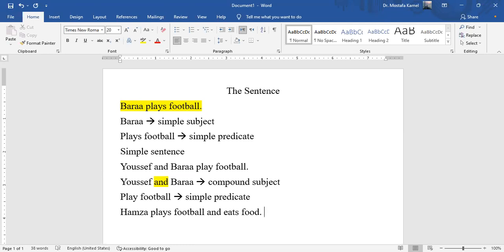Hamza, can you answer this? Hamza is the subject. Very good. Do you think it's compound or simple? Do you think it's a compound subject or a simple subject?